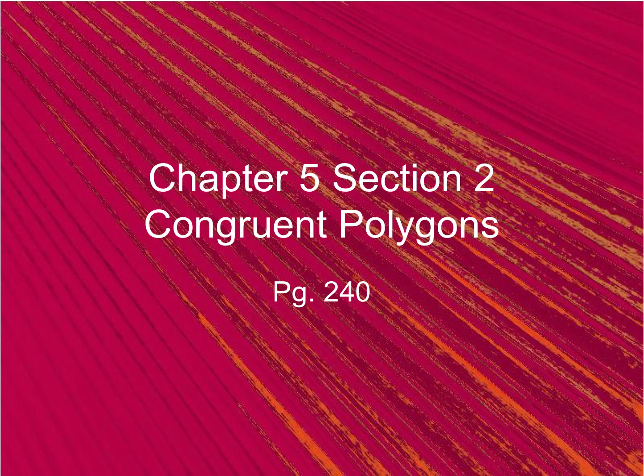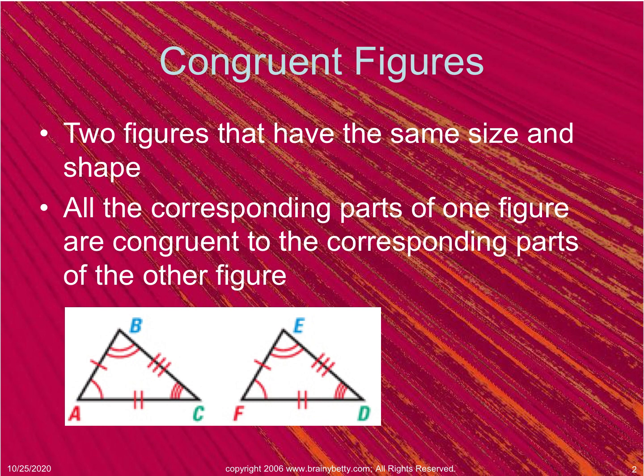All right, so we're going to go over chapter 5, section 2, congruent polygons. So we have congruent figures. These are two figures that have the same size and shape. All of the corresponding parts of one figure are congruent to the corresponding parts of the other figure.